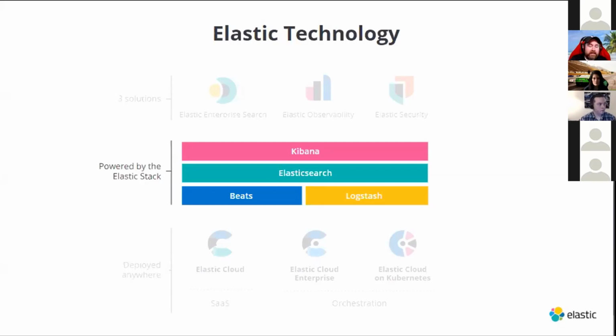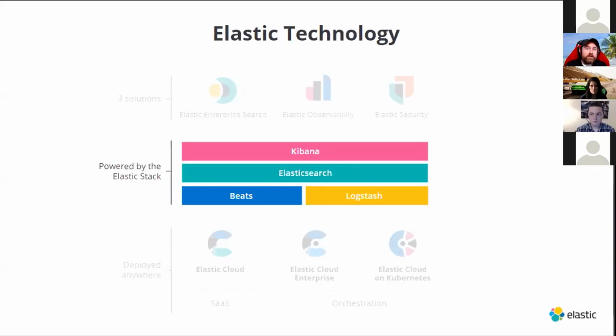And Elasticsearch is a RESTful search engine that acts as the analytics engine, but also as the data store. That's really the search behind the entire stack. And Kibana is the visualization layer, used to visualize the data.